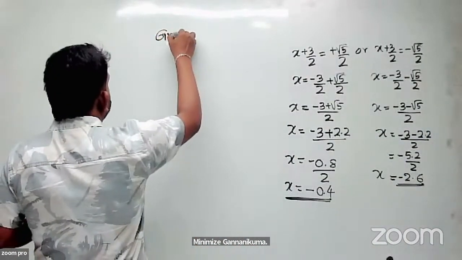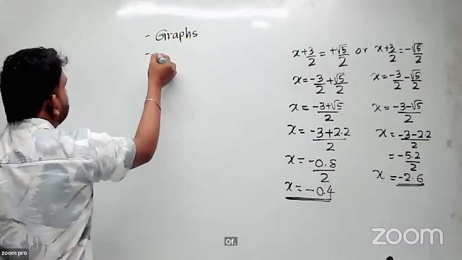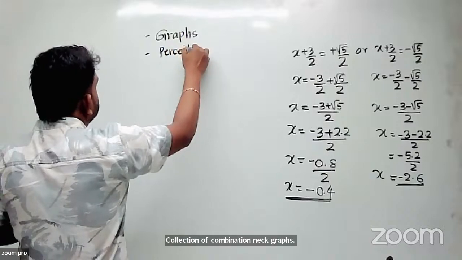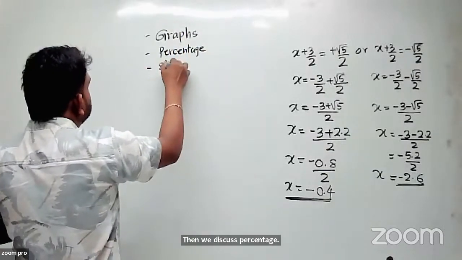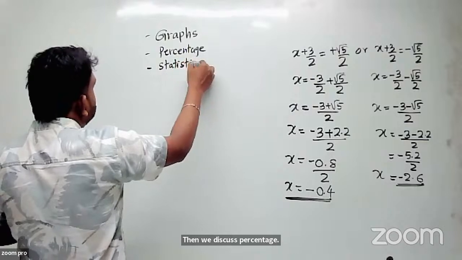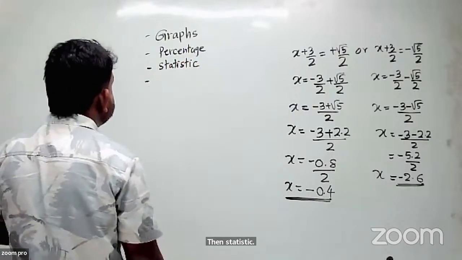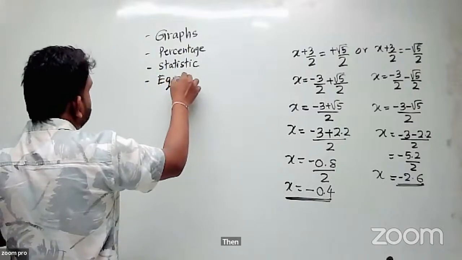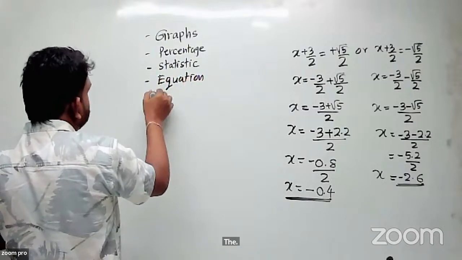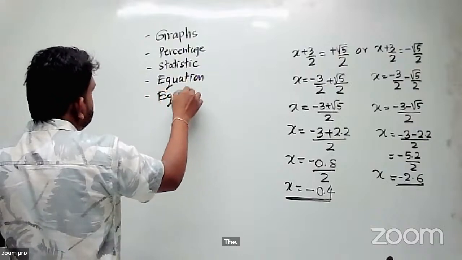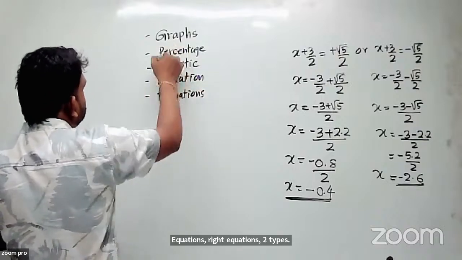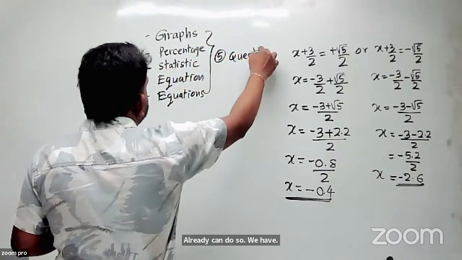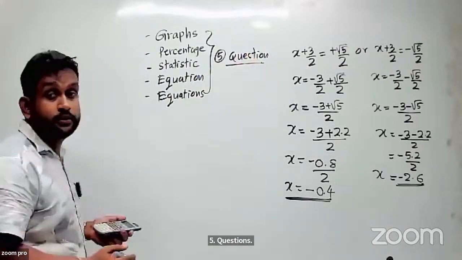We have a collection, a combination of graphs. Then we discuss percentage. Then statistics. Then we now discuss the equations, right? Equations, two types: simultaneous equations and quadratic equations. So we have 5 equations done. So now I practice it for a certain period, right?